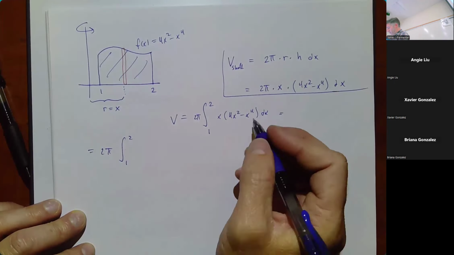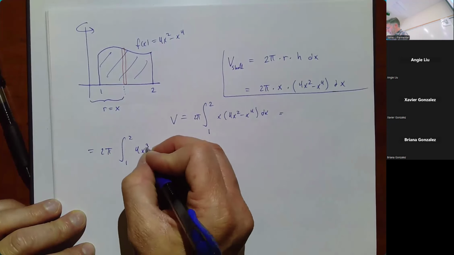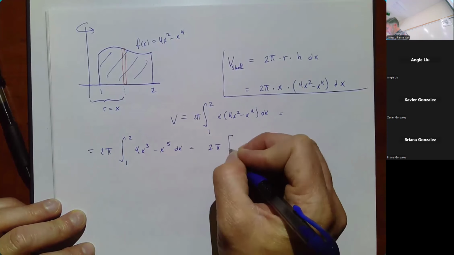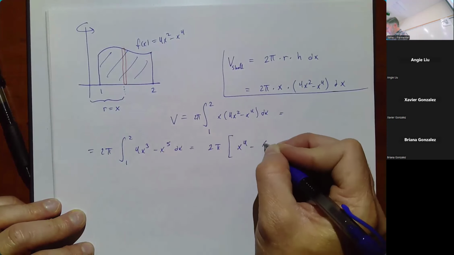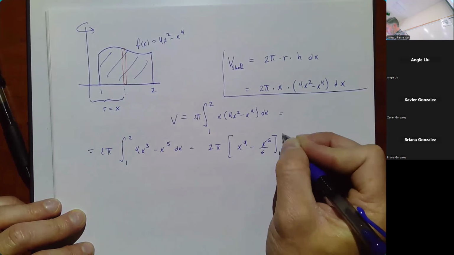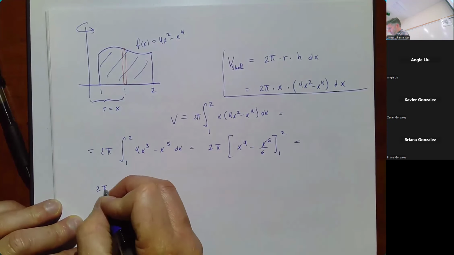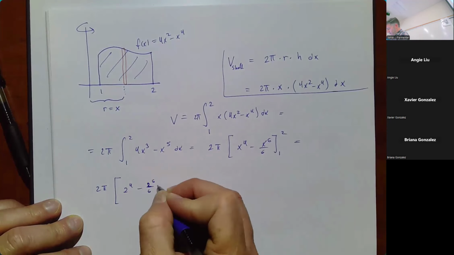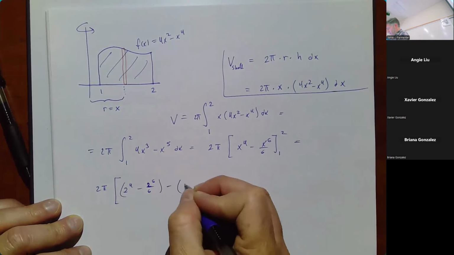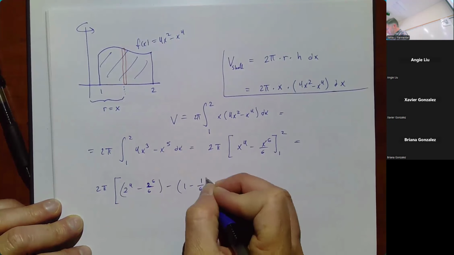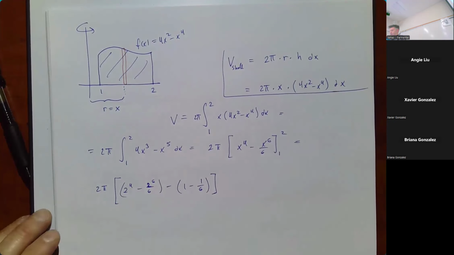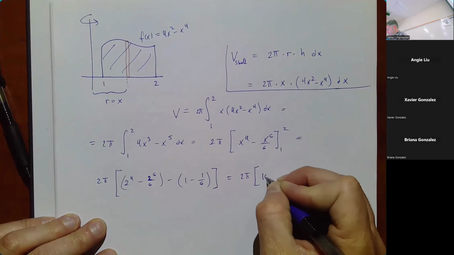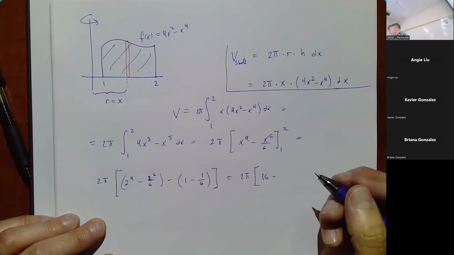2 pi times the integral from 1 to 2. I'm going to multiply the x through before I anti-differentiate. We got 4x cubed minus x to the 5th. Then we find the antiderivatives. We get x to the 4th minus x to the 6th over 6 from 1 to 2. We get 2 pi times 2 to the 4th minus 2 to the 6th over 6, minus 1 to the 4th minus 1 to the 6th over 6. You could probably simplify this without too much trouble. 2 to the 4th is 16. 2 to the 6th is 64.